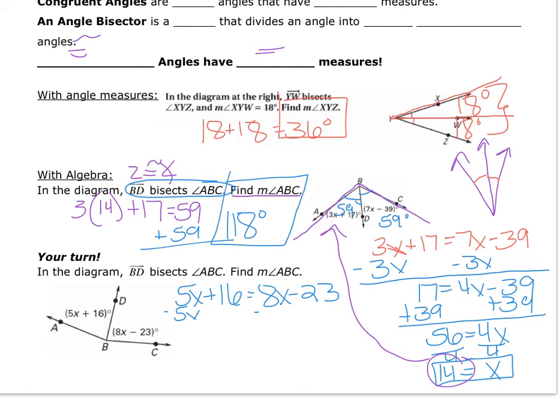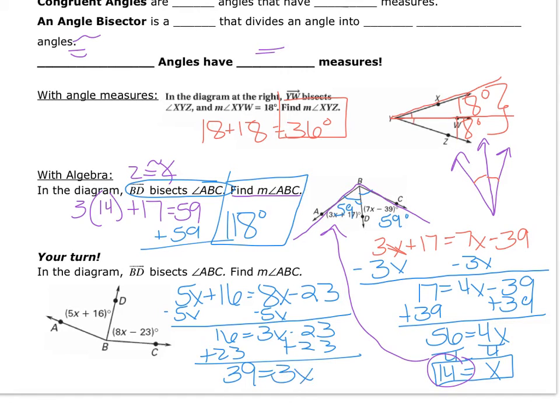Subtract 5x from both sides. 16 is equal to 3x minus 23. Add 23. So 39 is equal to 3x. If we divide by 3 on each side, we get x is 13.